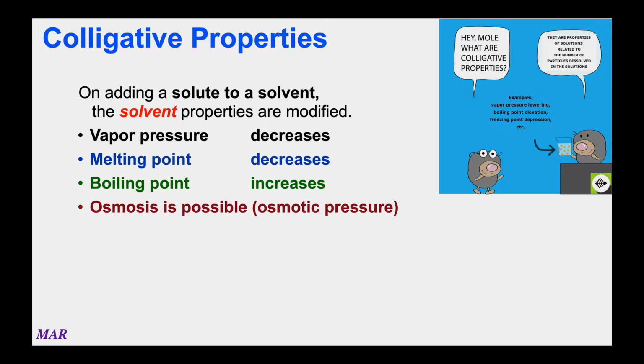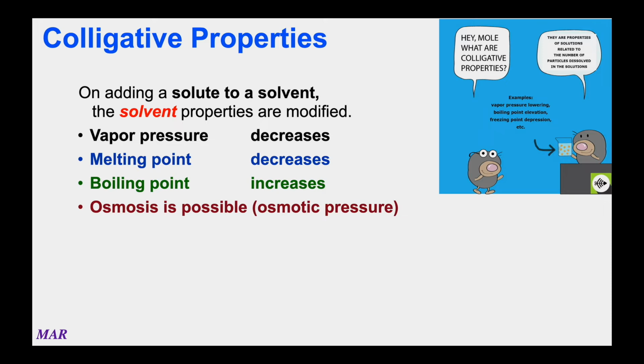There are 4 colligative properties. The first one is you end up having a decreased vapor pressure. So vapor pressure goes down. Sometimes it's called vapor pressure depression. Your melting point goes down as well. So melting points will go down, but boiling points will go up. Boiling points actually increase. And finally, the 4th colligative property, osmosis.